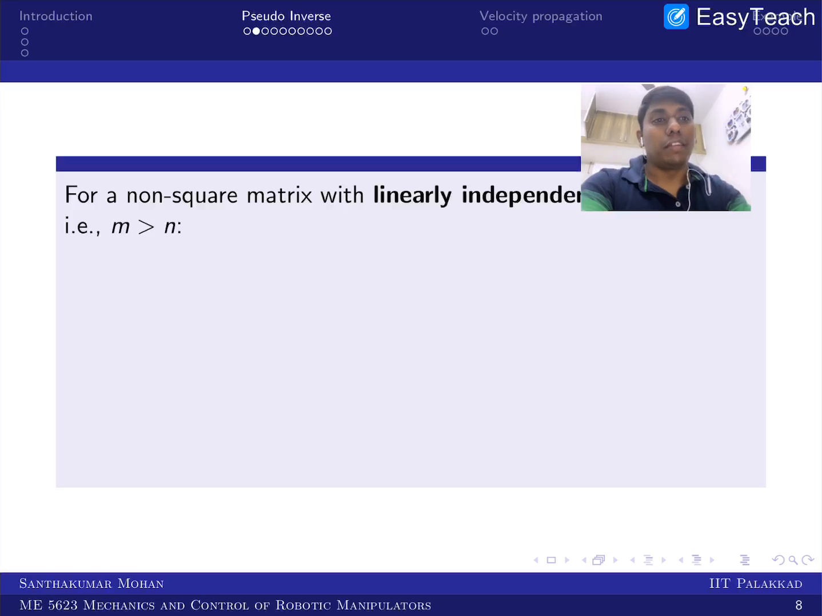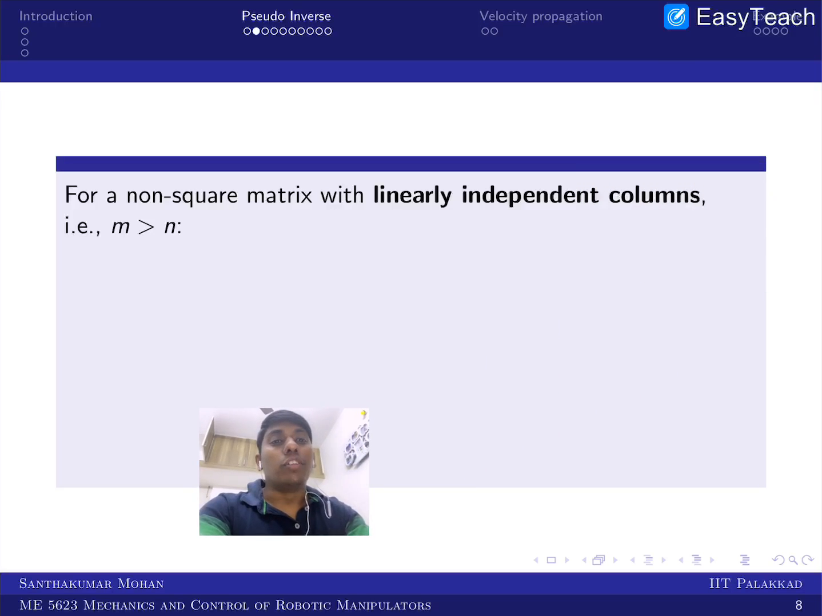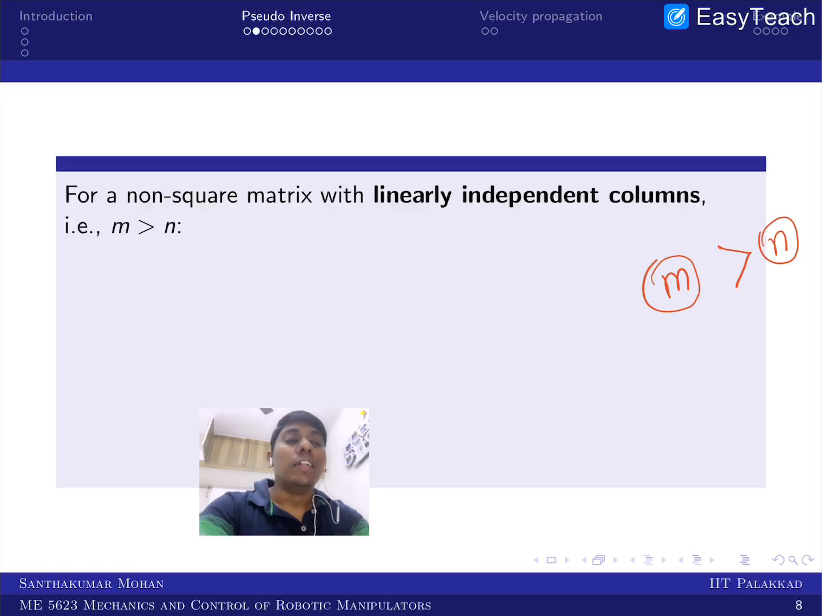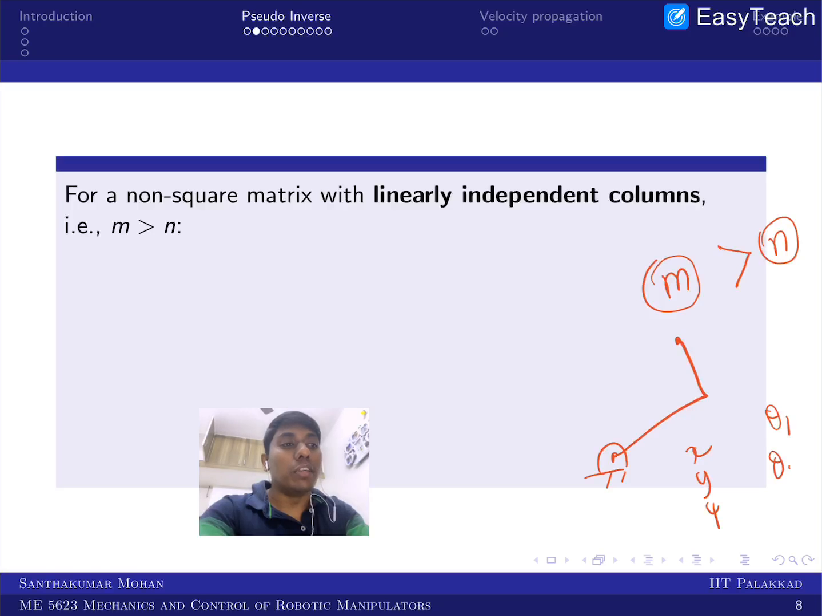Whereas if it is rectangular instead of square, what will happen? There are two conditions. The m is your operational space, and n is your configuration space, where m is greater than n, in the sense that the number of joints is less than the dimension of the operational space. A very simple example: I take a planar case with 2 degrees of freedom. This particular space requires x, y and psi, but I have only theta 1 and theta 2, right?